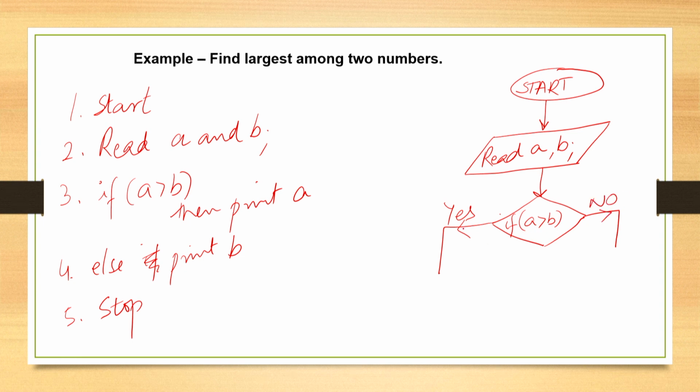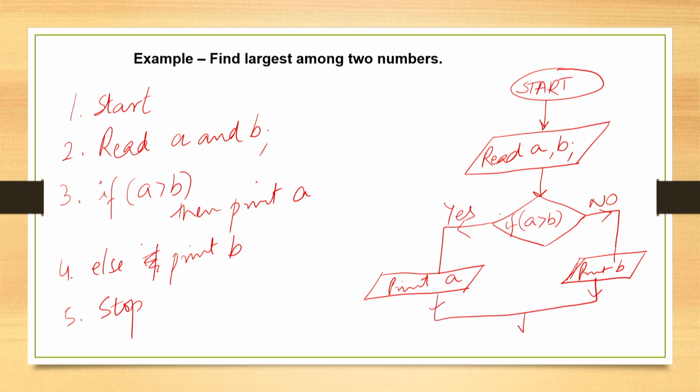If A is greater than B, it means what? You have to print A, because A is largest. If A is not greater than B, obviously it means what? Print B. And in both the cases, finally you have to what? Stop. So, this is the algorithm and flow chart to find largest among two numbers.